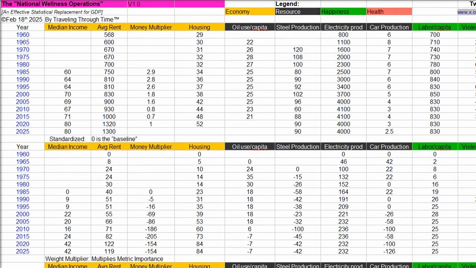And remember, a single new GDP metric is more powerful than 1,000 false forecasts.